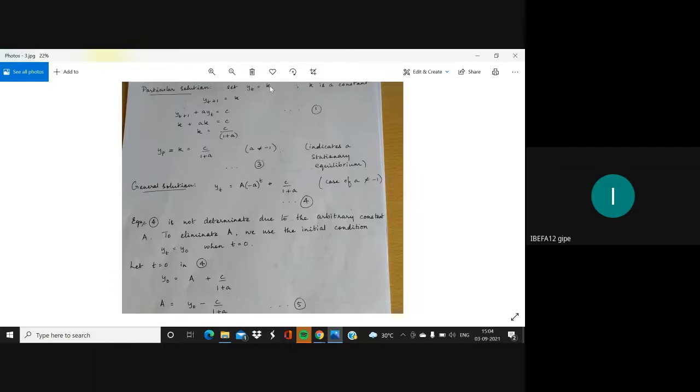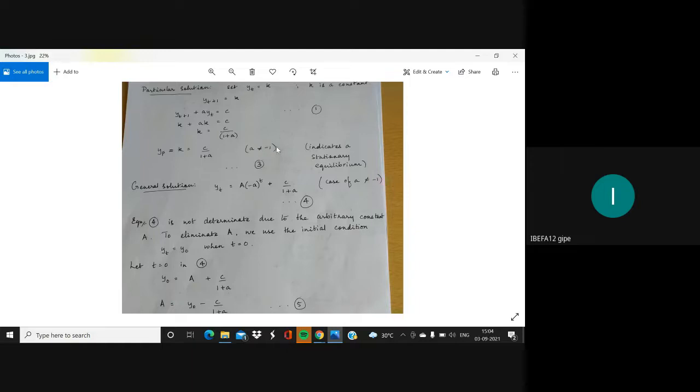Now just use this and substitute it in the particular difference equation that we had. This was the same difference equation. Here we are using the whole equation, we are not setting it equal to 0. So now y_t at time t is equal to that constant k, and at time t plus 1 also it's equal to that constant. We just substitute and we find that k is equal to c by 1 plus a. So this gives us a particular solution or the equilibrium value.